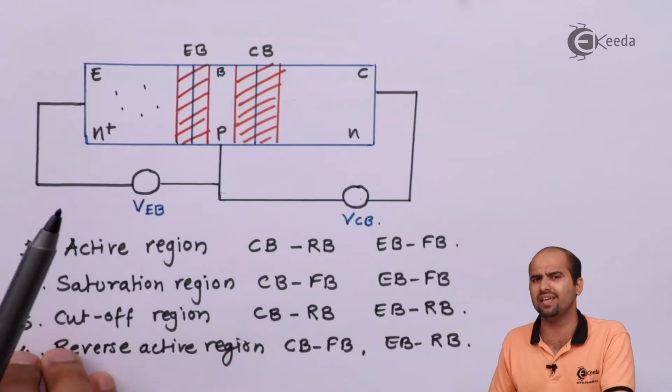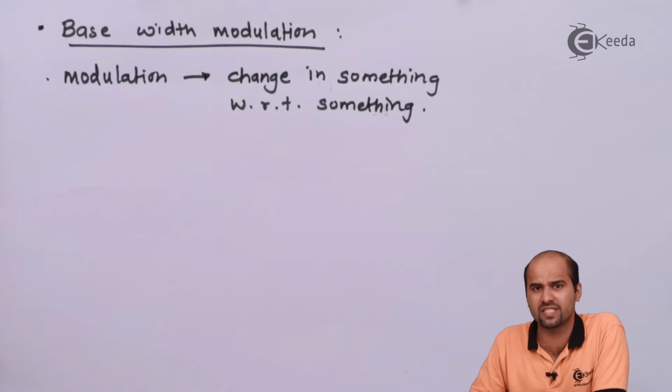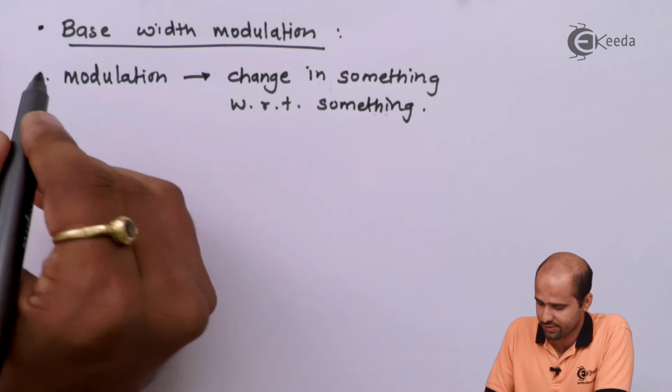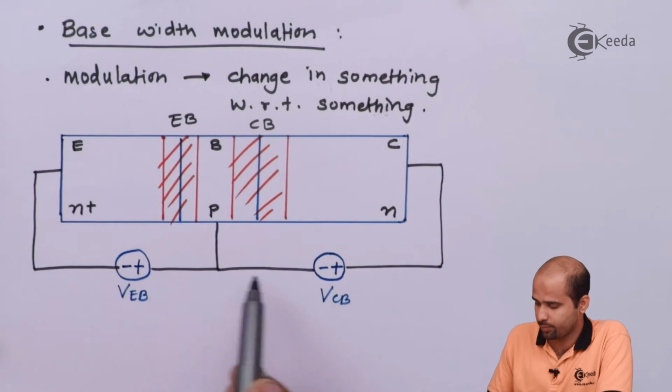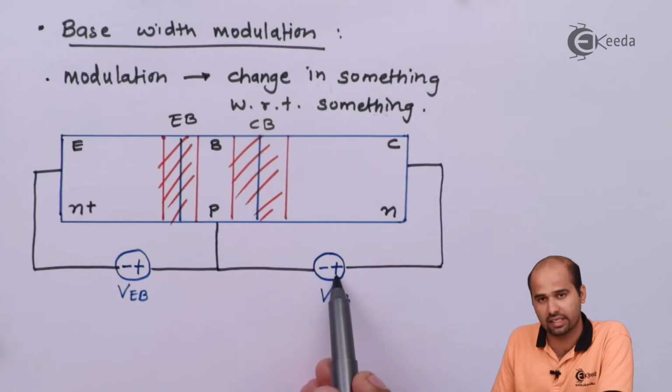Now what will be the effect of base width modulation? Let us understand. What will be the effect of base width modulation? Now let us understand this. Let us concentrate on the active region specifically. That's why I have written the polarity as in the active region.